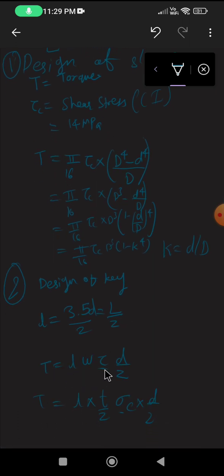So after fixing the length of the key, now we will design for the induced shear and crushing stress. For shear stress, we are taking length L into width W into D by 2, that is the radius, into tau, where tau is the shear stress. Similarly, torque T will be equal to L into T by 2 into sigma C, the crushing stress, into D by 2.